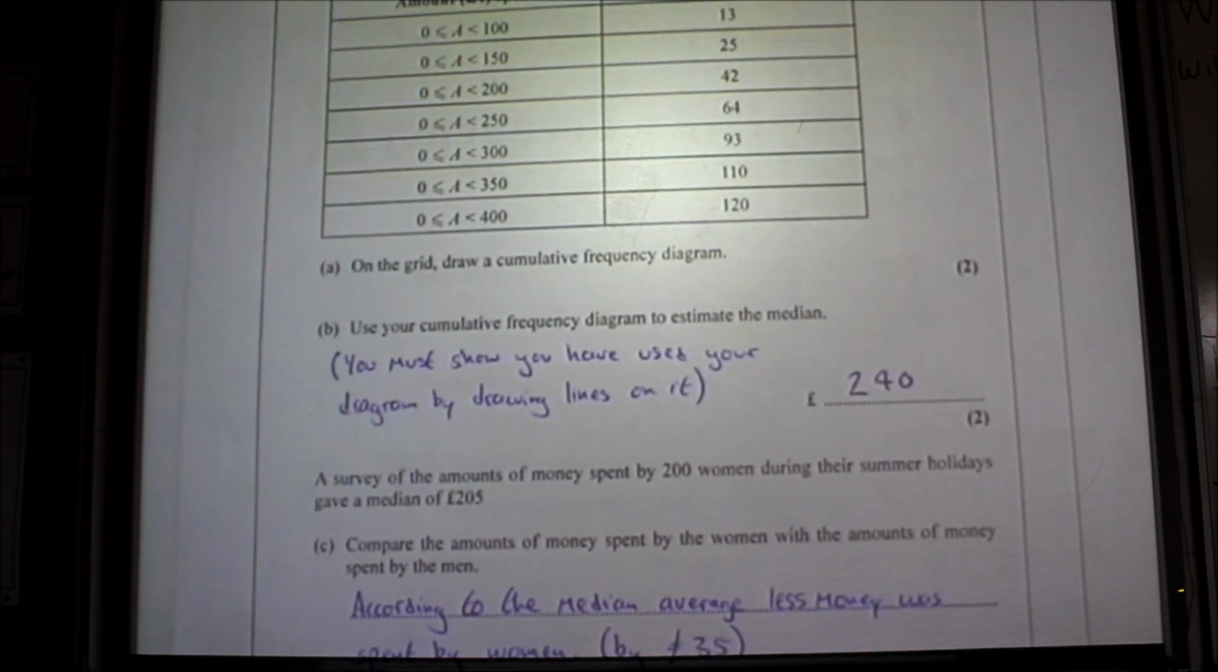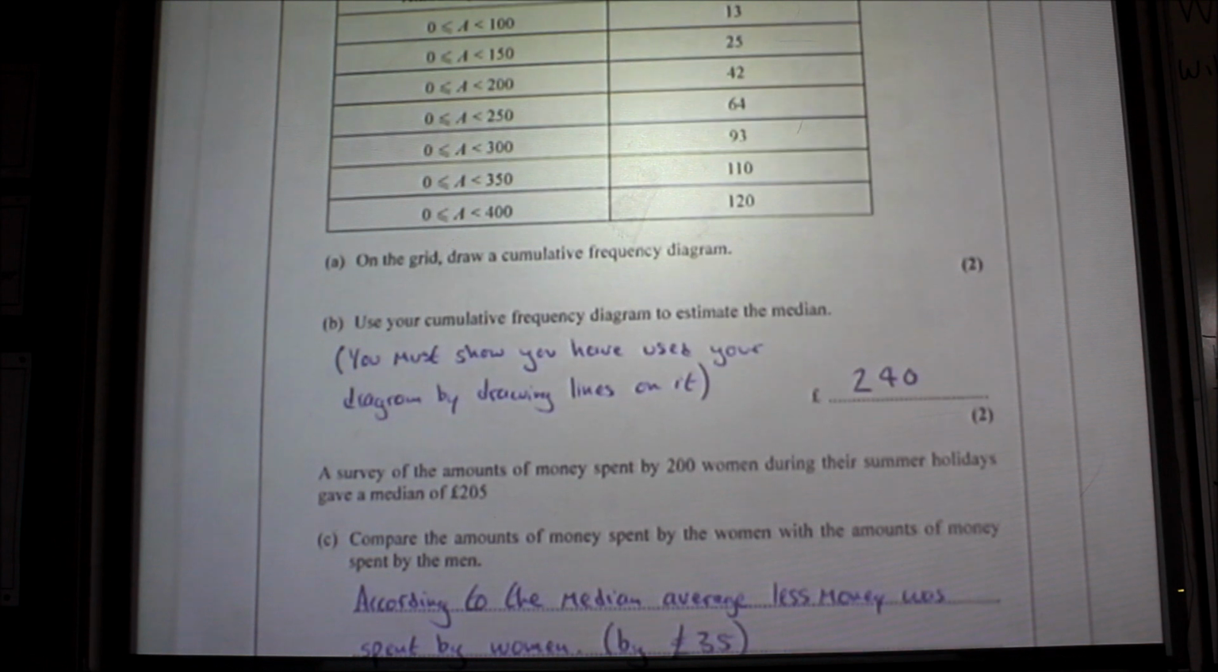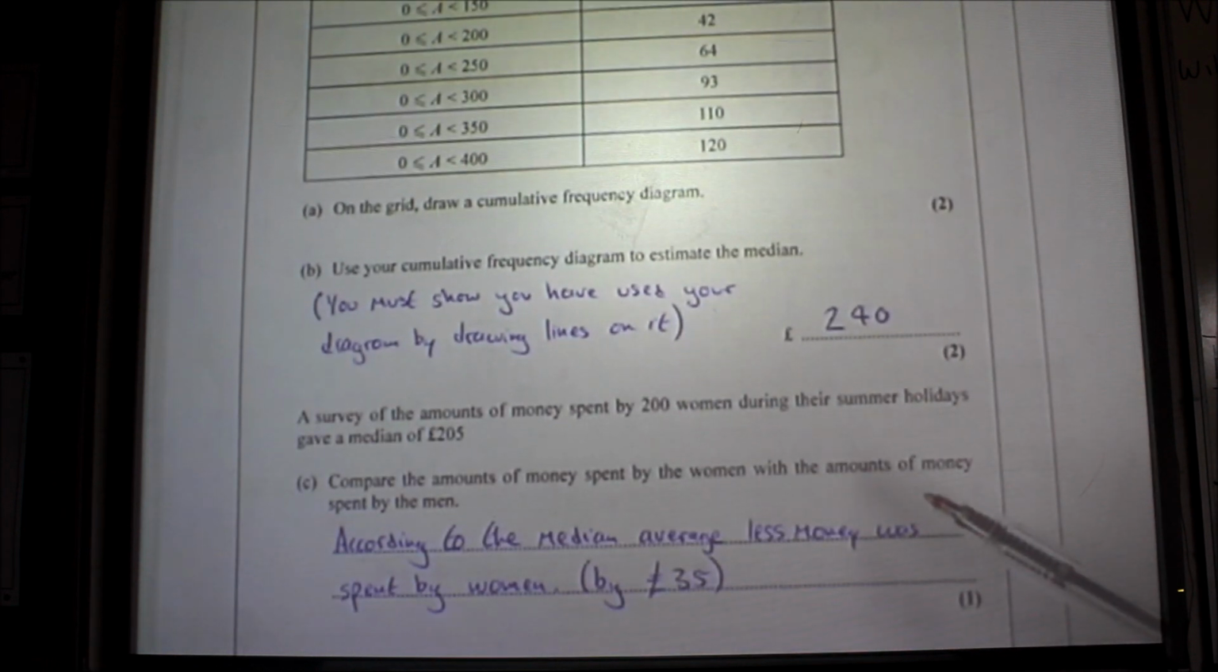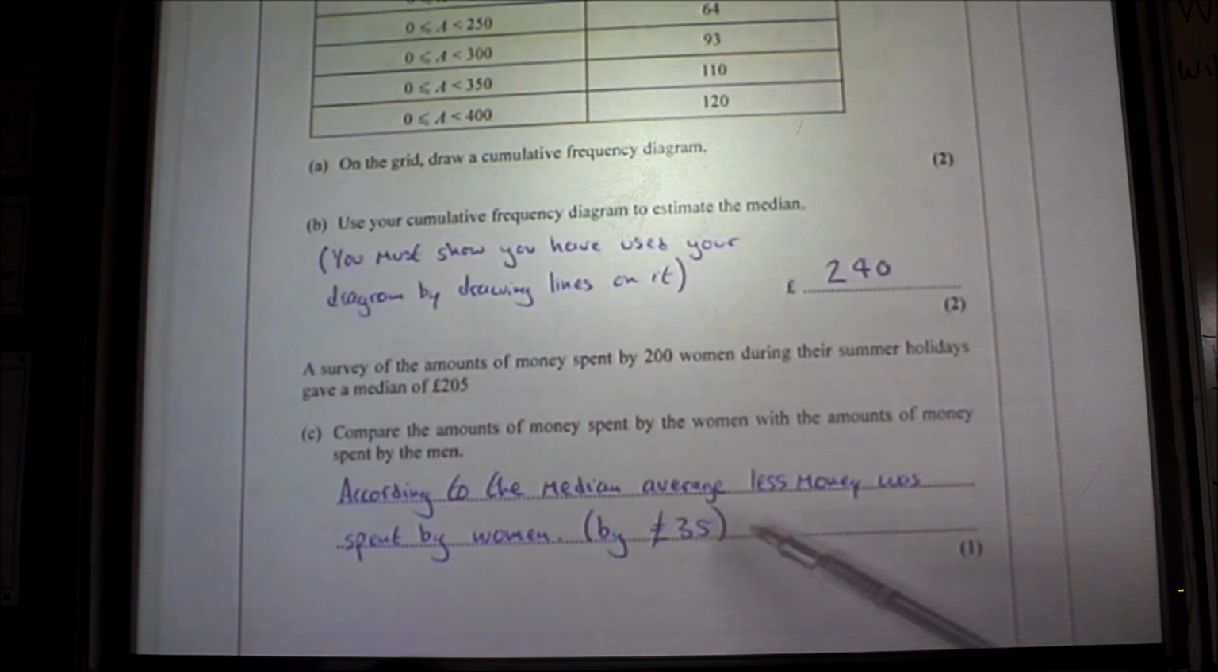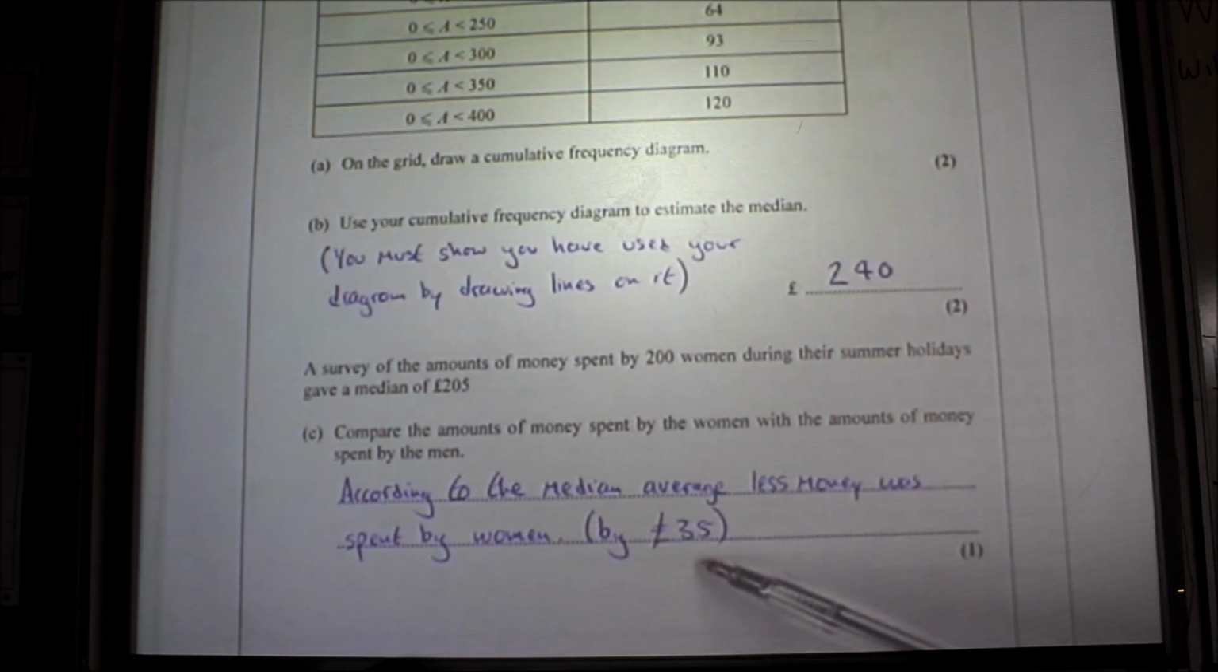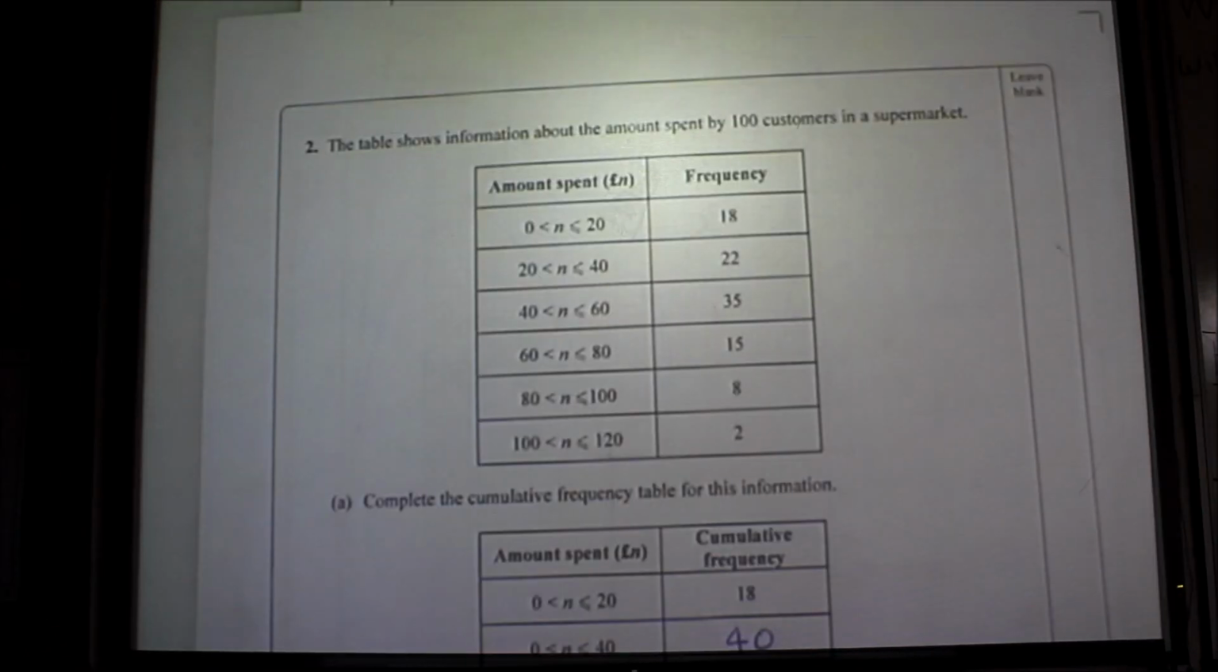A survey of the amounts of money spent by 200 women during their summer holidays gave a median of £205. Compare the amount of money spent by women with the amount of money spent by men. Well, according to the median average, less money was spent by women, by £35. And that's all you can say, and that's why it's just 1 mark.